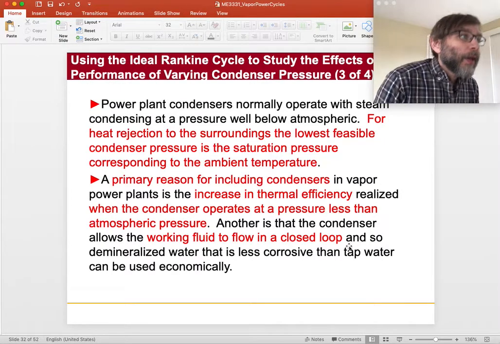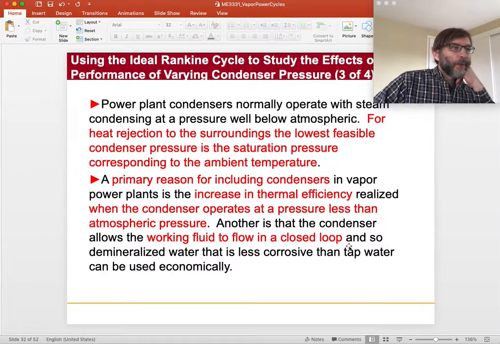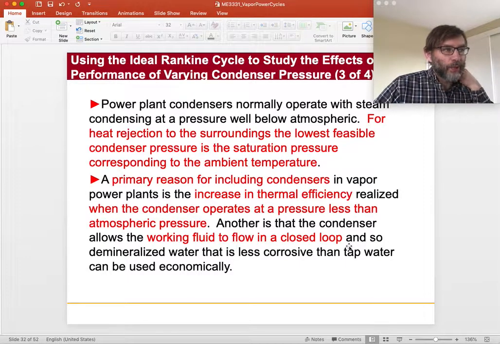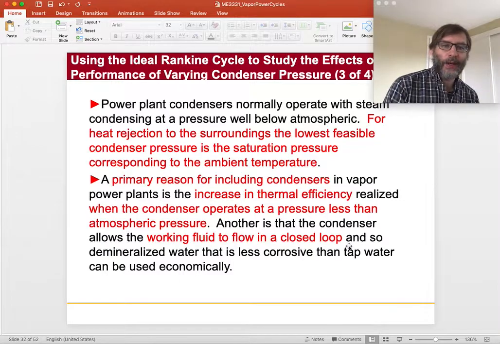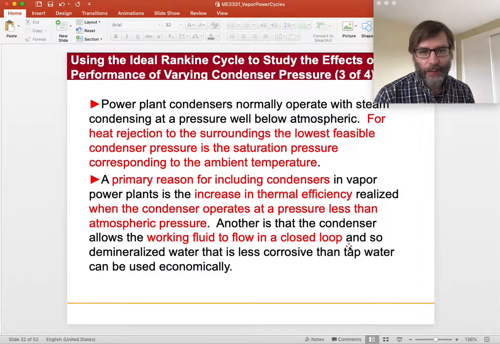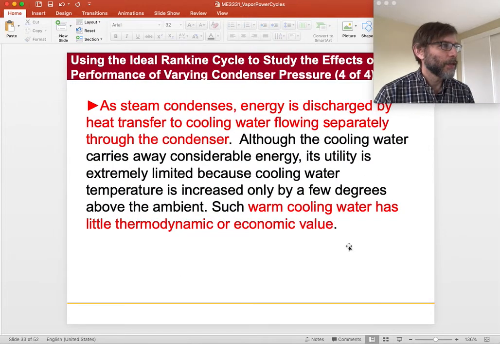It's very low. The primary reason for including condensers in vapor power plants is to increase the thermal efficiency when the condenser operates at pressure less than atmospheric. Another is that the condenser allows the working fluid to cool in a closed loop, so demineralized water that's less corrosive than tap water can be used. I definitely want to make sure you don't just take water from the river and put it into your power plant, because that could cause all sorts of corrosion problems. So we use a heat exchanger instead.